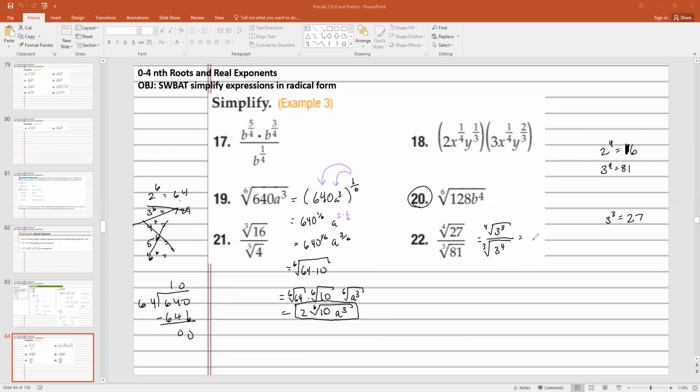So the way we want to do this is we want to write these as fractions. So this is going to be 3 to the 3/4 power, and this is going to be 3 to the 4/3 power. Notice that we have the same base, which is what we want. And since we're dividing, when you multiply, you add; when you divide, you subtract those exponents. So we have 3 to the 3/4 minus 4/3.